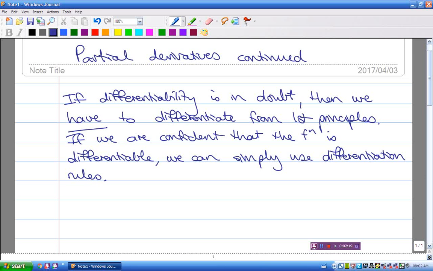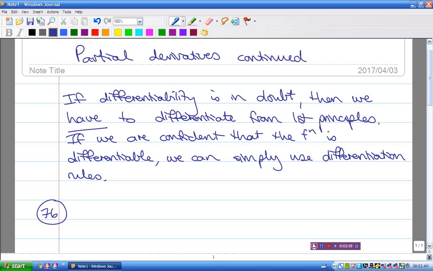Okay, if we are confident that the function is differentiable, we can simply use differentiation rules. So let me demonstrate. When you're using differentiation rules, all the rules that you derived and learned last year still apply. But the trick is that there'll be two variables sitting there in the function, and you're only ever differentiating with respect to one at a time. So you need to keep in mind which variable is the one with respect to which you're differentiating, and any other variables that are present, you just have to hold constant. So you pretend that they're like a 2 or a k, and they don't take part in the differentiation.